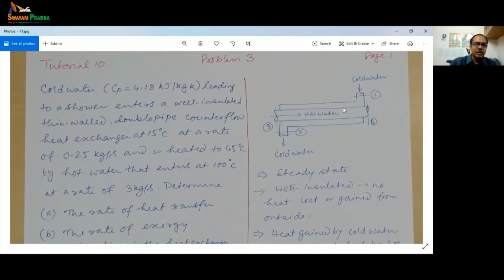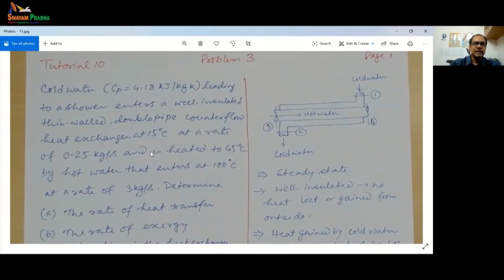Okay, and double pipe, why does it say double pipe? Because there are two pipes, and they are not getting mixed. Hot and cold water are not getting mixed. One is heating the other without any physical contact. It's only the heat that is getting exchanged. Okay, and counterflow, why? Hot water is going towards your right and cold water is flowing towards your left. That is why it's called counterflow.